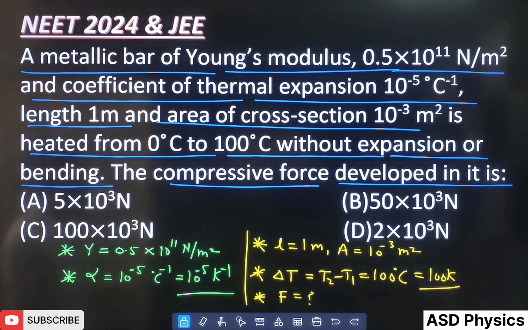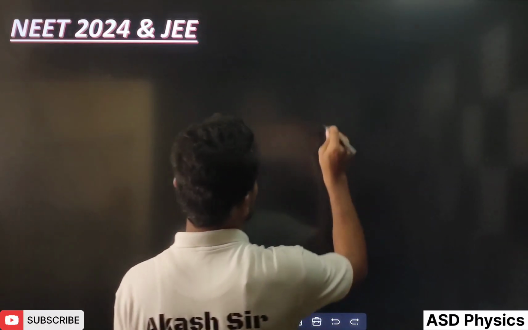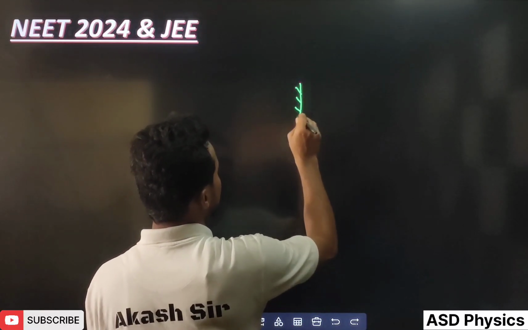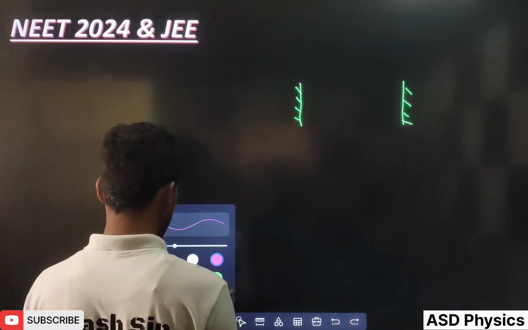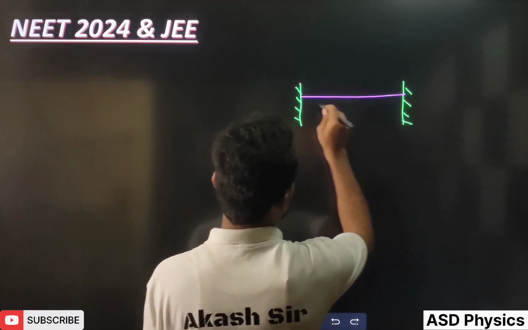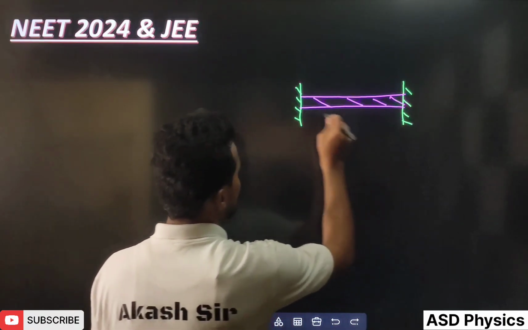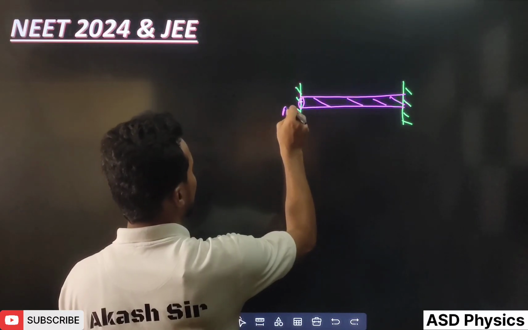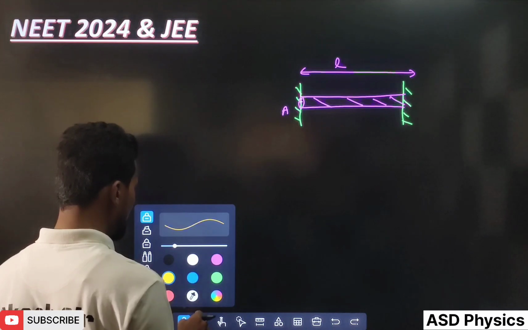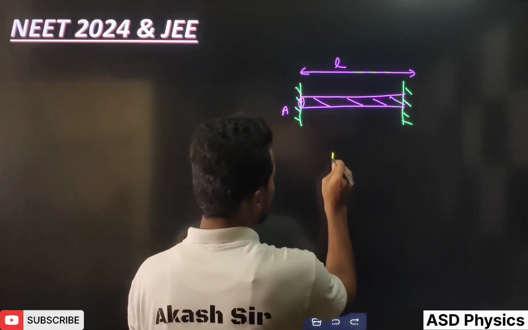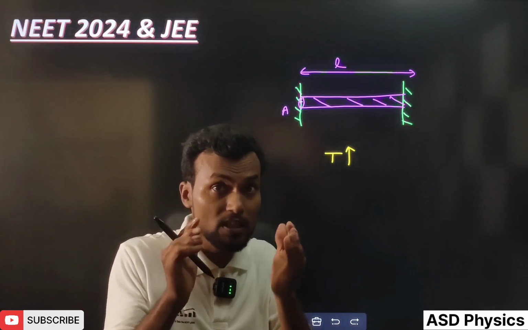Okay, so now students, we have written all this data. Now we will see the story. What is the story? One fixed end is here, and here also one fixed end is there. And here we have one rod. The rod is not going to bend. Remember that this rod has cross sectional area A, and as you know very well, the length is L. You know what will happen here? The moment you increase the temperature of the rod, it will try to expand.